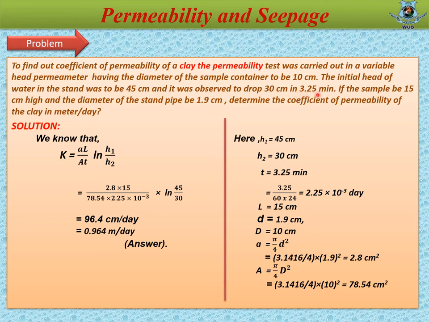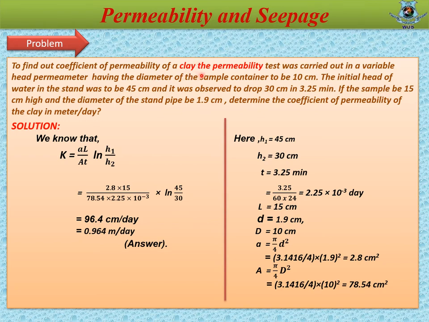If the sample is 15 cm high and the diameter of the standpipe is 1.9 cm, determine the coefficient of permeability of the clay in meter per day. So L equal to 15 cm and small d equal to 1.9 cm. We have to find the coefficient of permeability K in meter per day.